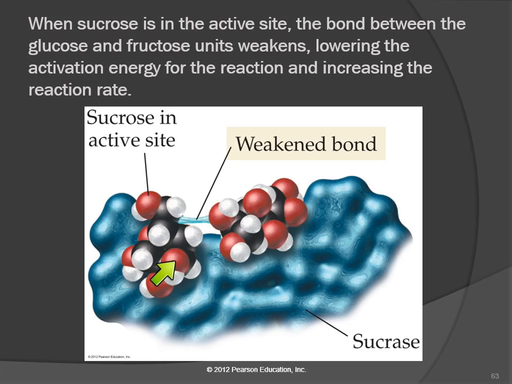But when it does that, this bond is stretched. Because of how the two parts of the molecule fit into the enzyme, it puts some strain on this bond and weakens it, making the hydrolysis of it much easier to occur. That lowers the activation energy.